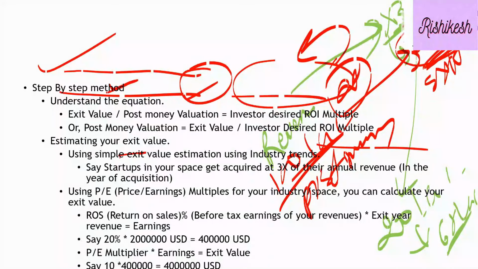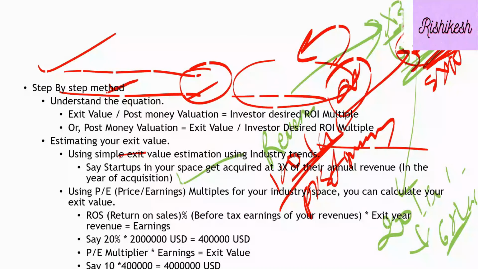The second method is using the P by E multiple for your industry space. Every industry has its own specific P by E multiple. P by E means price divided by earnings ratio, which we will be studying in detail in later videos. But just for your understanding, we can use the P by E multiple as well to find out the exit value. So in this example, we have to use the P by E multiple to find out the exit value of the startup, right?